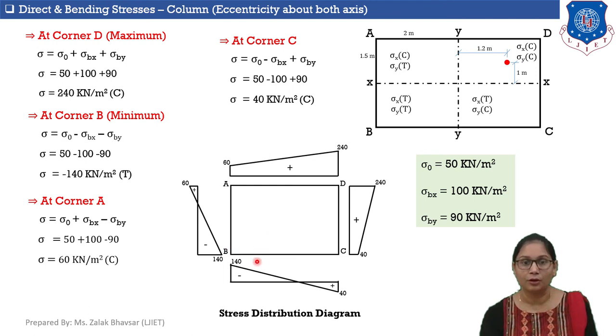Now let's draw the stress distribution diagram for face BC. At B again, total bending stress is minus 140, and at C, bending stress is plus 40. So this is the stress distribution diagram of face BC.